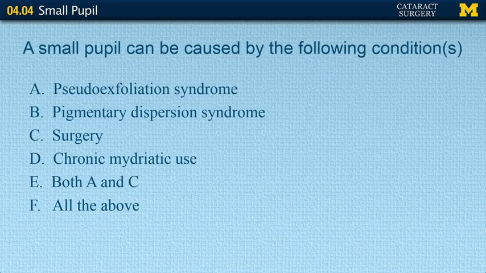Question 2. A small pupil can be caused by the following conditions. A, pseudoexfoliation syndrome. B, pigmentary dispersion syndrome. C, surgery. D, chronic mydriatic use. E, both A and C. And F, all the above.